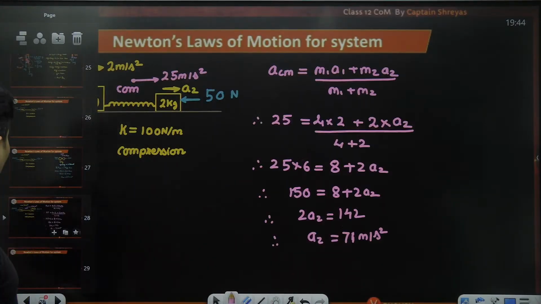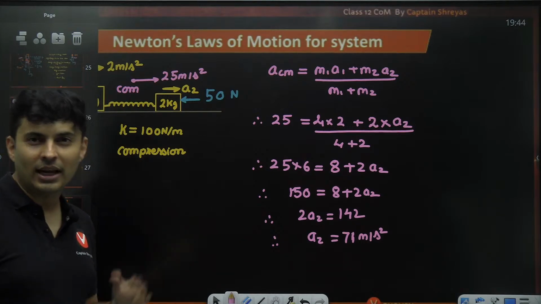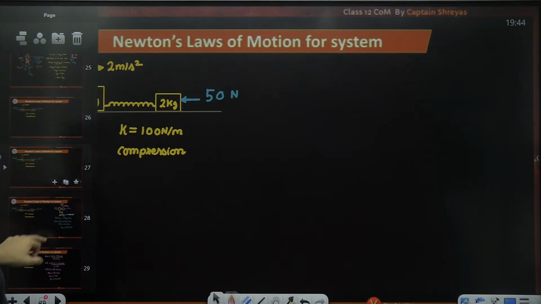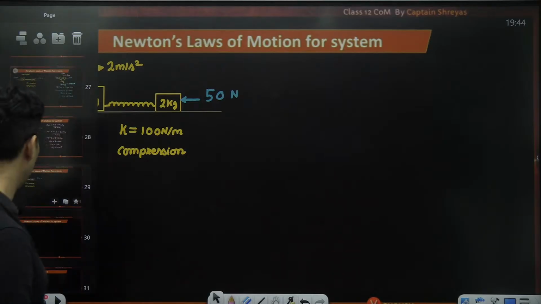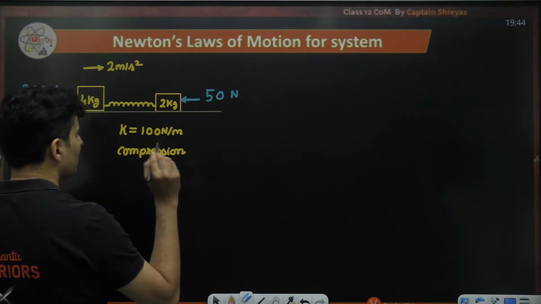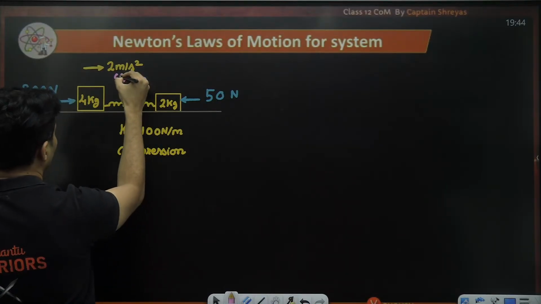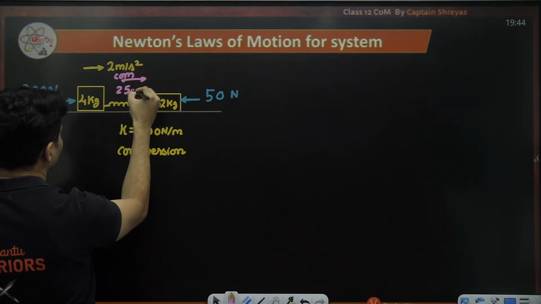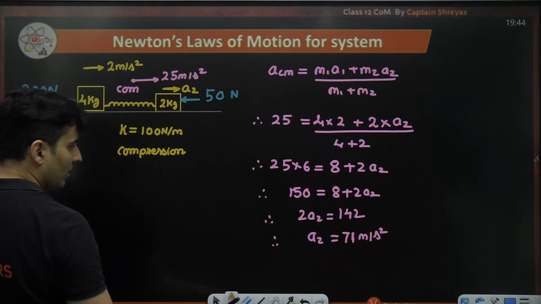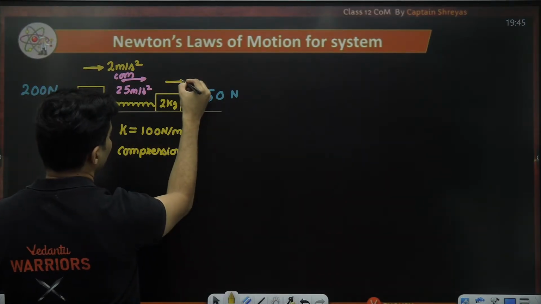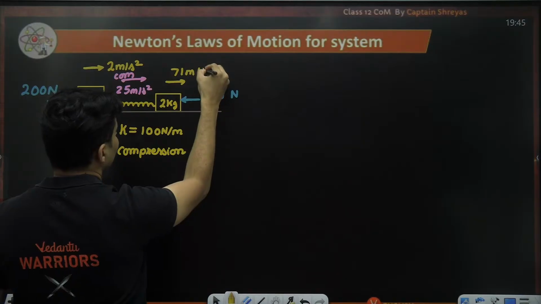Wow, sir. But I'll tell you, the wowness will not end over here. The wowness will continue now. I'll tell you why. We have figured out a couple of things till this point. All we have done is used Newton's law for a system of particles. Center of mass acceleration is 25 meters per second square. And what is this? A2 is 71. This we got as 71 meters per second square.